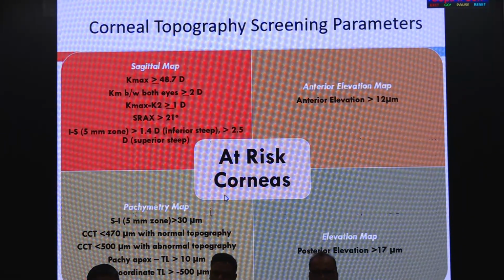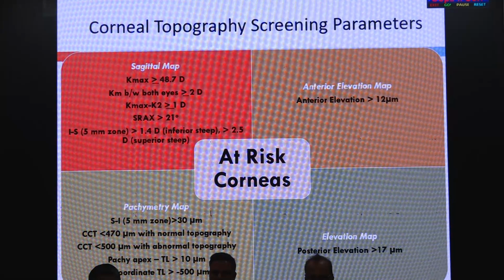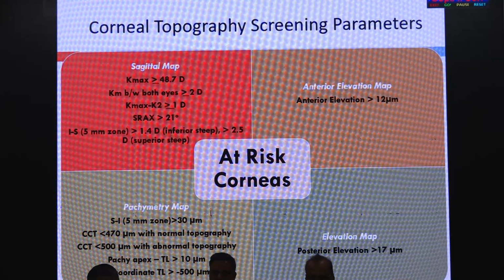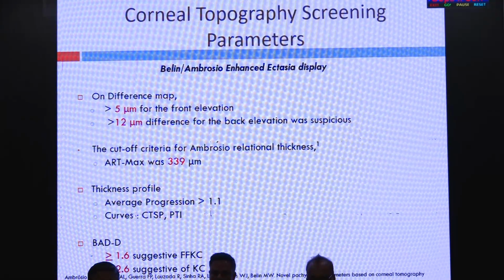So these are some parameters that you need to remember whenever you are assessing any patient for topography. There are subtle findings, these are basically theoretical, but you need to remember these values so that you can identify patients of keratoconus and forme fruste keratoconus. Most important is the posterior elevation, which should be more than 17. Anterior elevation, if more than 12, is abnormal.